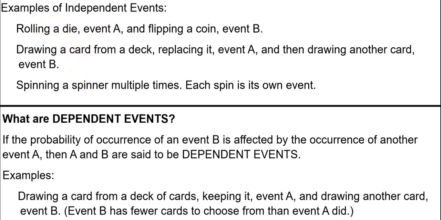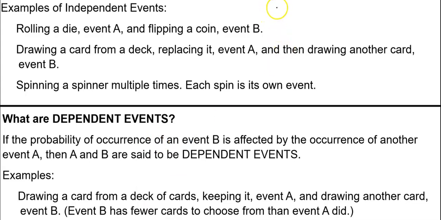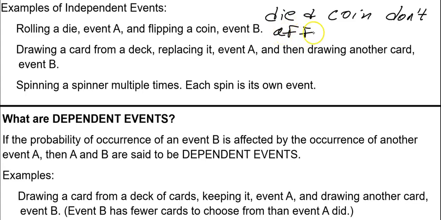Here are some examples of independent events. Rolling a die, which would be event A, and flipping a coin. The die and the coin have no effect on each other, because no matter what happens with the die, whether I get 1, 2, 3, 4, 5, 6, that has no effect on whether I get heads or tails.